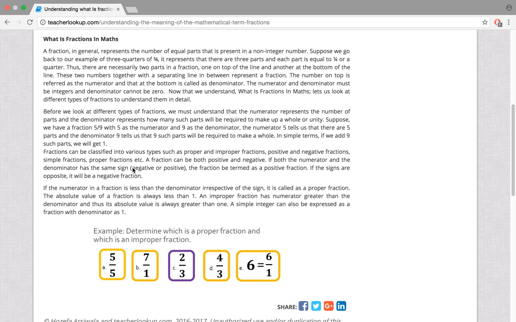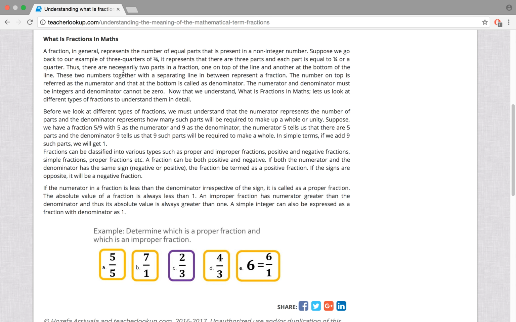Suppose we go back to our example of 3/4, which is 3 over 4, shown here. It represents that there are three parts, where each part is equal to 1/4. So in simple terms, there are three of these 1/4 in 3/4.